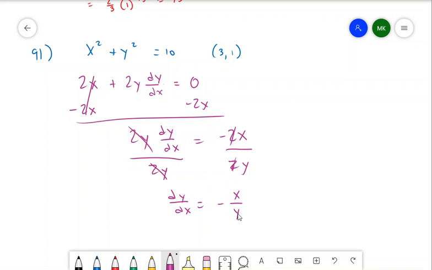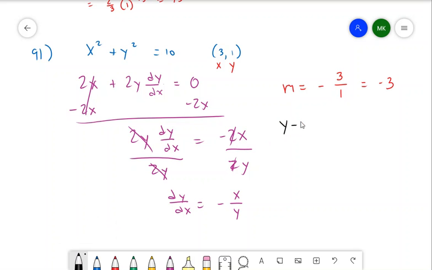Now for the tangent line, the slope we're going to get from plugging in both x and y. And that's the difference between these two questions. On explicit or normal differentiation, you only have to plug x in. This one I have to plug in both x and y. So what I get is -3/1, or -3.